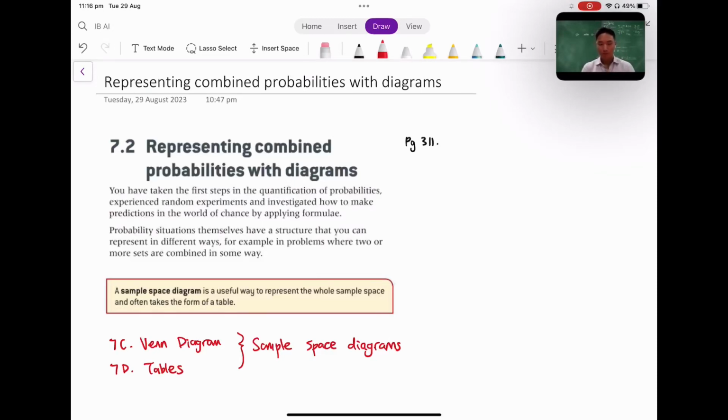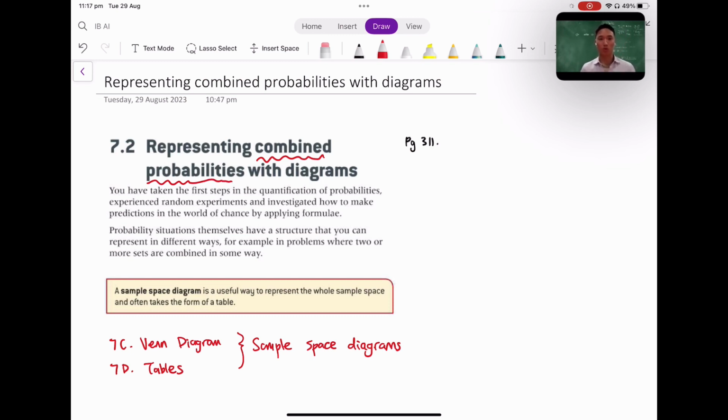Welcome back. In the previous chapter, we had a look at the types of probability and how to work out the relative frequency or the probability of an event happening in the sample space. Now what we're going to do is read some questions, and we have to represent probability in a diagram. Specifically in this chapter, there will be combined probabilities.